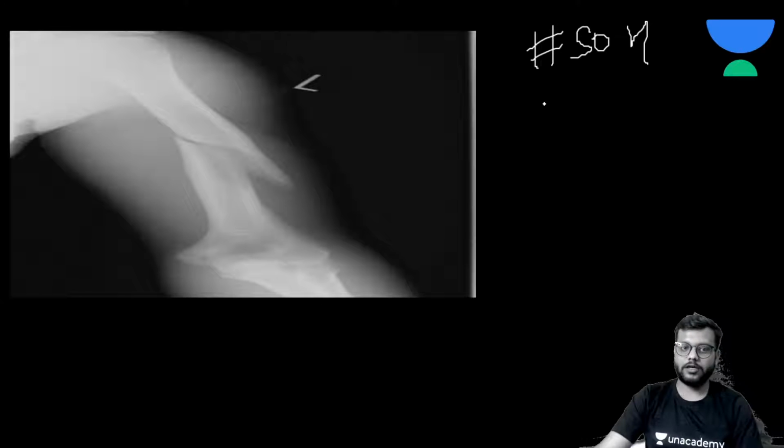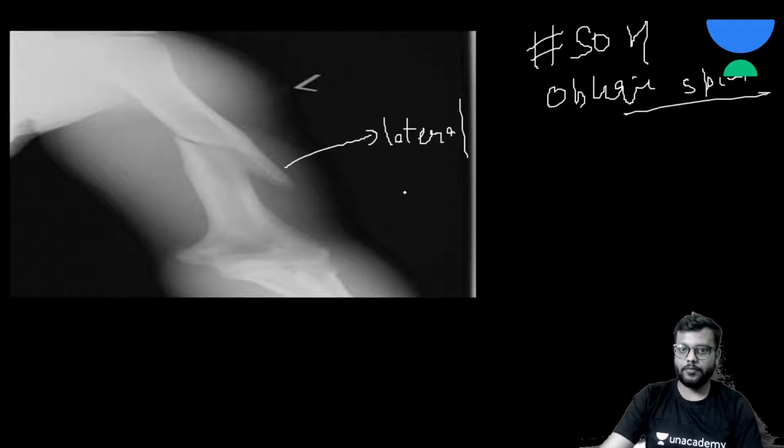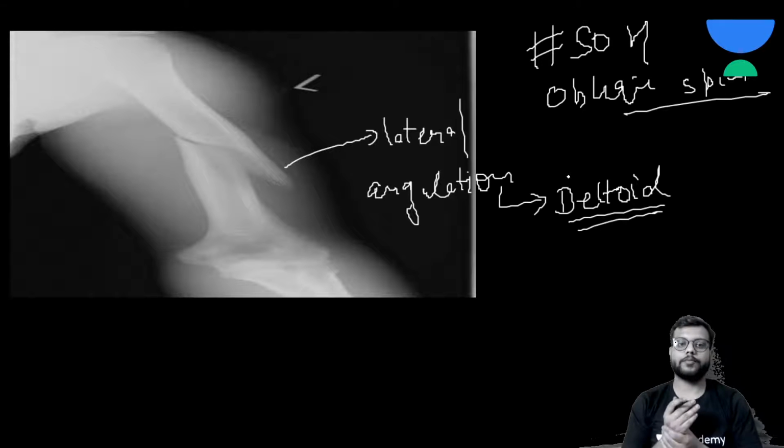Now this is fracture shaft of humerus. This is an oblique spiral fracture. Okay, shaft of humerus, and there is this lateral angulation most commonly and very commonly in such fracture, and it is because of which pull of which muscle? It is due to pull of deltoid muscle.